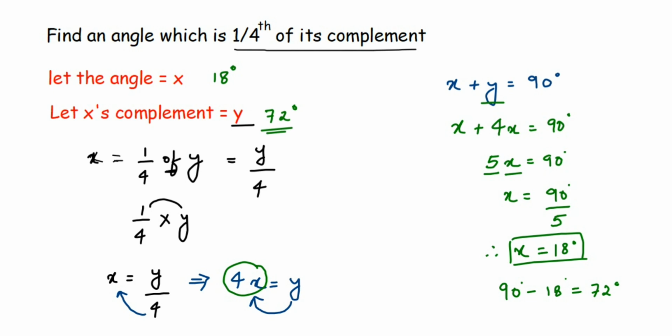We can check the answer, like we can check the relation. They have given that this angle is 1/4 of its complement. Now let's find 1/4 of 72. Now how to do it? 1/4 of 72, right? So 1/4 of means multiplication, and then 72.